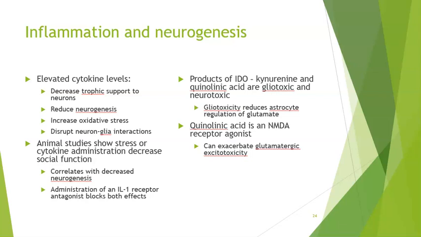Using animal studies, we have been able to show that stress or cytokine administration decreases social function. And this correlates with decreased neurogenesis. Administration of an IL-1 receptor antagonist actually blocks both effects. So it blocks the effects we see with the social function and with the neurogenesis.